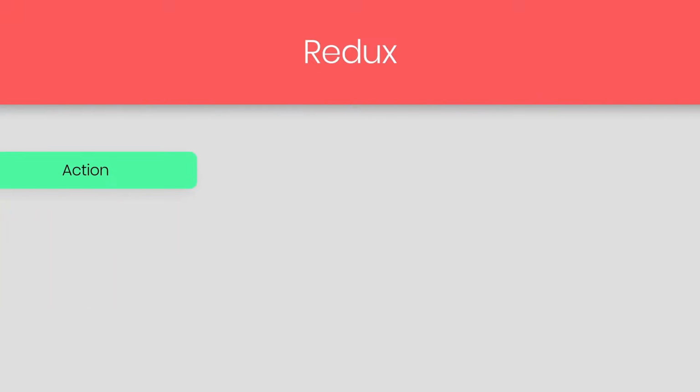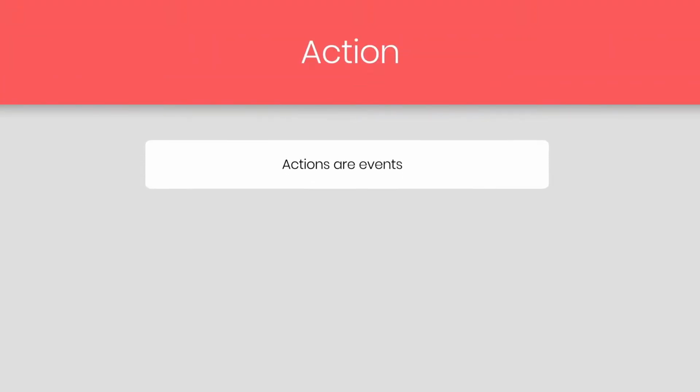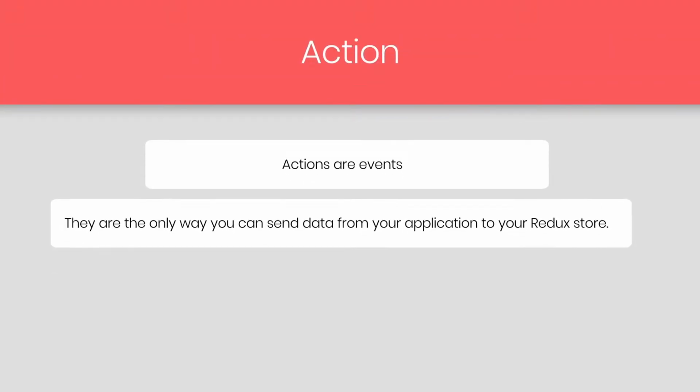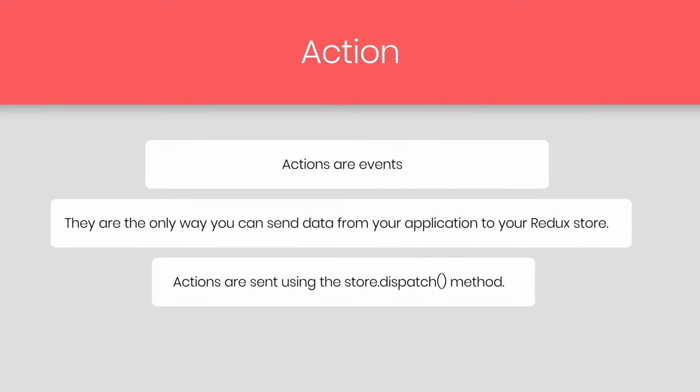So let's start with the action. Actions are events. They are the only way you can send data from your application to the Redux store. In Redux, you send the data to the store using an action event. The data can be from user interaction, API calls, or even form submissions. Actions are sent using the store dispatch method. Actions must also have a payload that contains the information that should be worked on by the action.